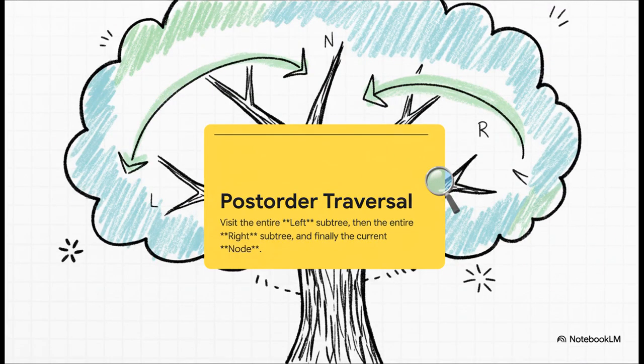And the last of our trio, you guessed it, post-order traversal. The pattern here is left, right, node. The name post means after, right? And that's the key. You visit the parent node after you visited its entire left side and its entire right side. It's a totally bottom-up way of thinking. You deal with all the kids before you deal with the parent.